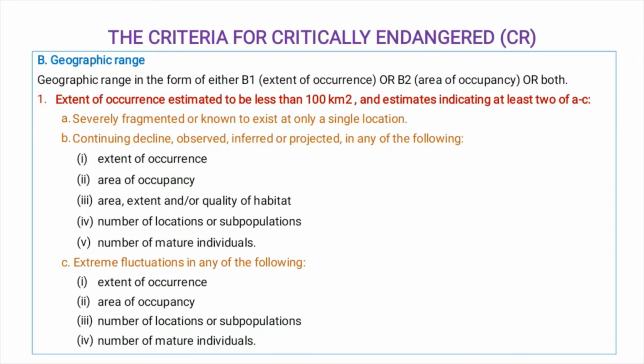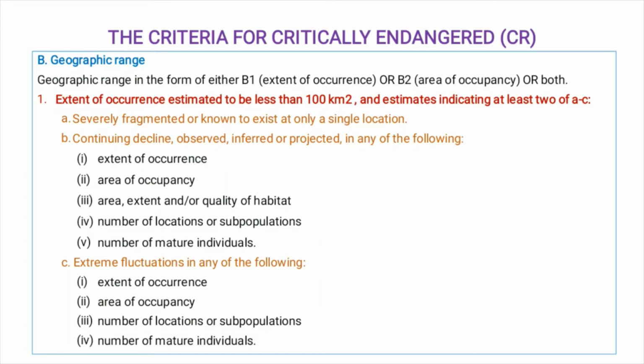If the extent of occurrence of a species is less than 100 kilometers squared and it meets two of the criteria mentioned below, then it is declared as critically endangered species. The first criteria is severely fragmented or known to exist at only a single location. Severely fragmented means that the subpopulations are relatively smaller, very small subpopulations, and the subpopulations are isolated from each other, or the individuals or populations are present on a single location.